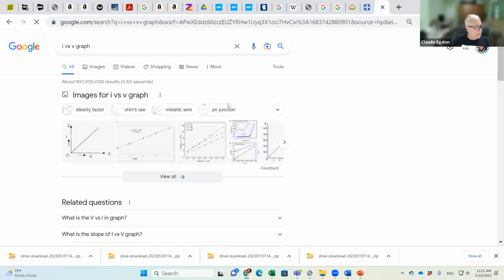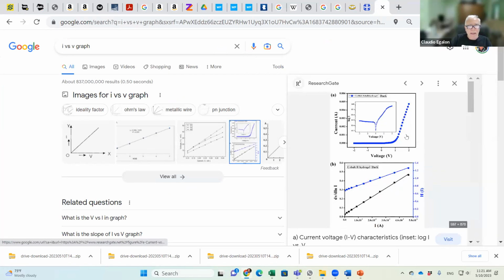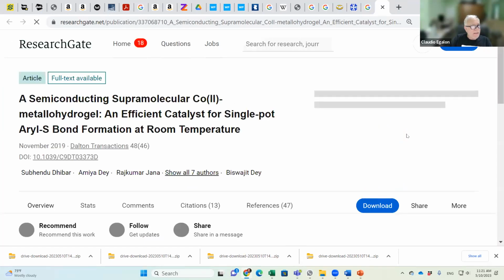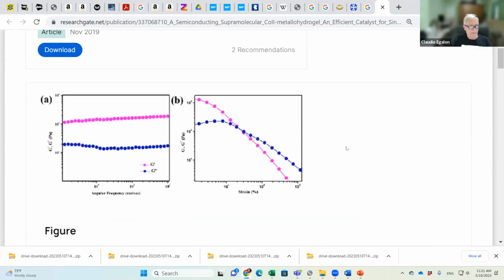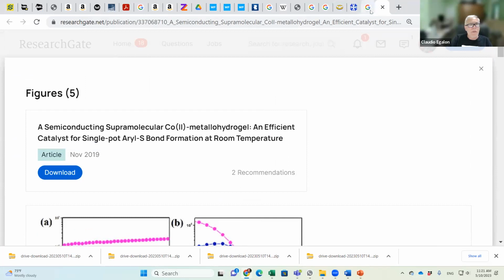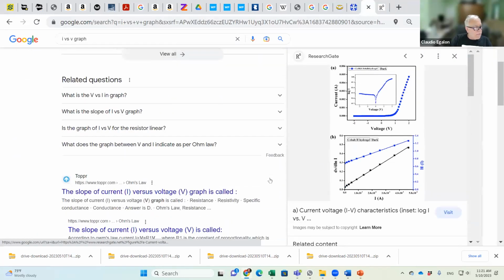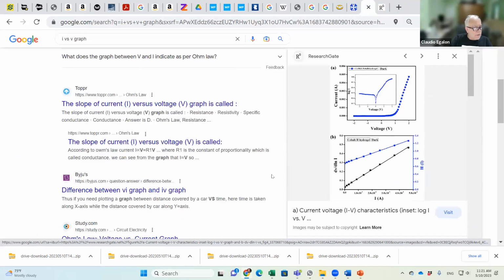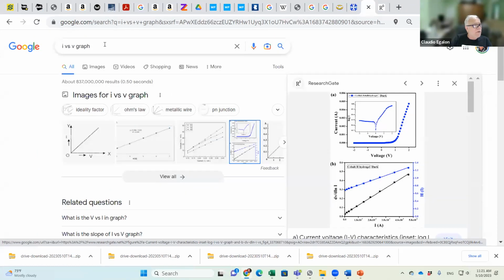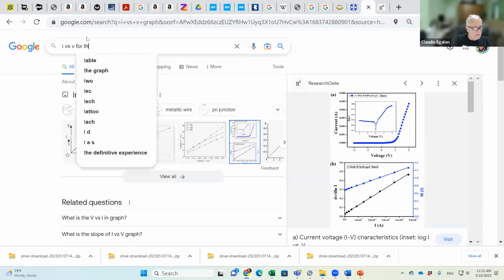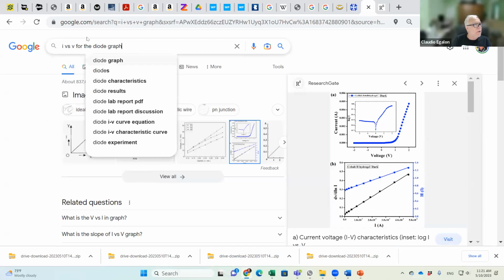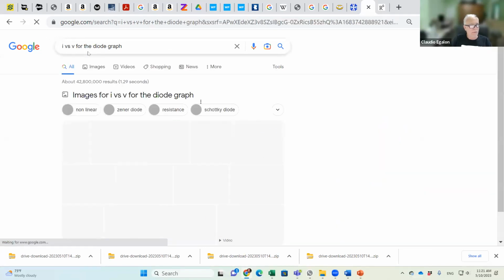Let's see if that's the one for the diode. Okay, must be this one here. Nope, it's not what I want. For the diode, I versus voltage for the diode.